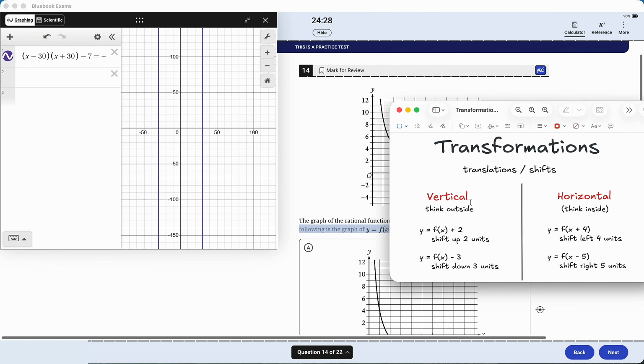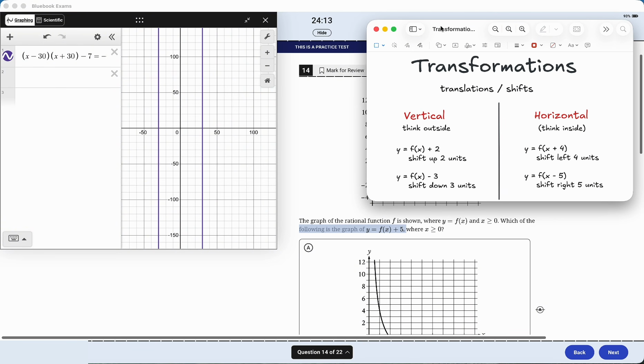So here's our transformations. They're basically just testing you on translations and shifts. I've really never seen questions about stretches or reflections, to be honest. But you've got to know the translations and shifts. So if you write something like f of x plus 2, that's kind of what we have here. It says f of x plus 5. That's going to mean up 5, right?